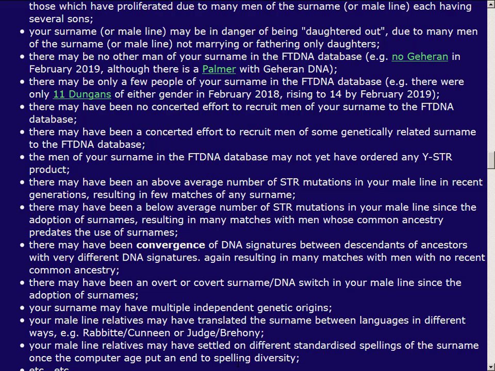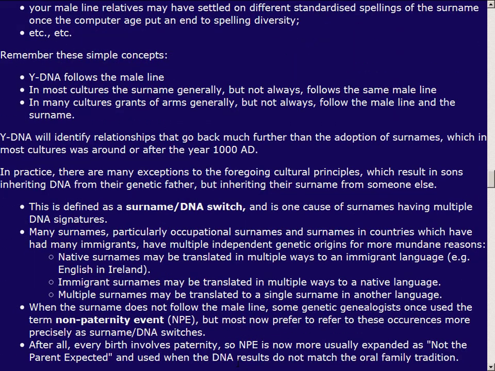Or it may be a question of translation. You may be a rabbit and your DNA matches may be Cunnians, because some ancestor way back translated the name from Cunnin to rabbit, and some other ancestor in another branch just anglicised the name from O'Cunnin to Cunnin. Or Judge and Breheny are 2 other names in Mayo that are interchangeable, because Brehov is the Irish for a judge. The computer age has put an end to spelling diversity. Spelling didn't matter until computers insisted that we all spell our name the same way.